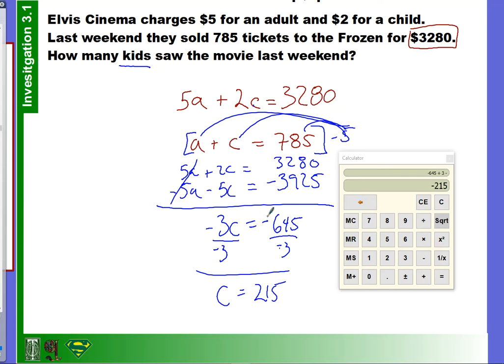Do I need to figure out how many adult tickets I had? Well, that's not what I'm asked for. But if I needed to, no big deal. I just plug this in for c, and we'll discover that more adults wanted to go see Frozen than kids.